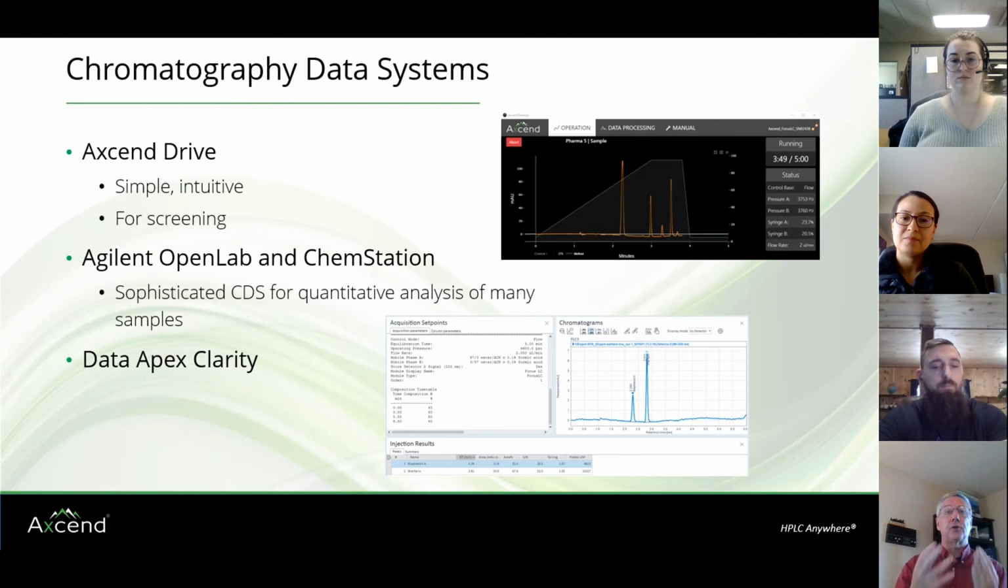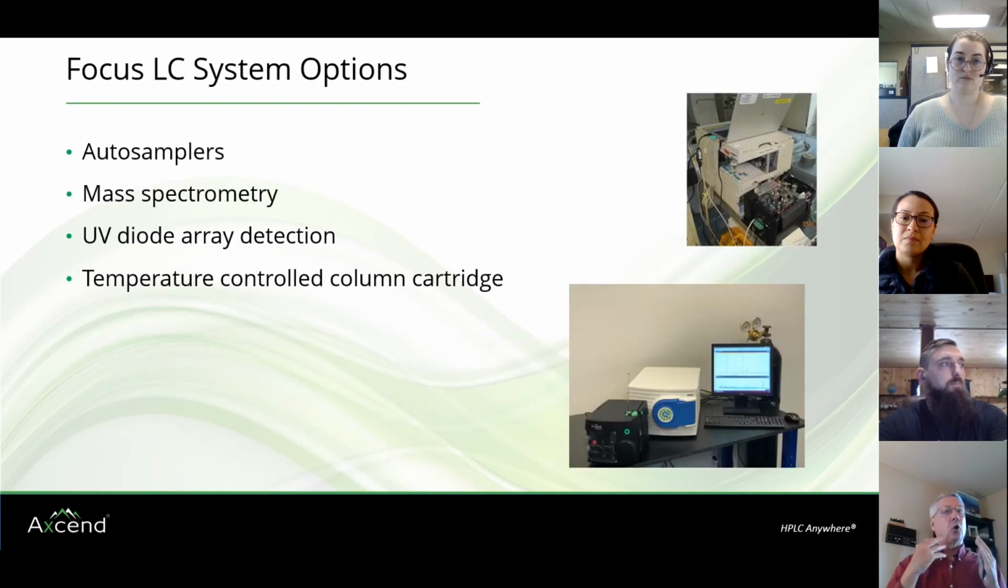So how sophisticated your software should be will only depend on how sophisticated you need it to be. You're not forced to choose the only thing we sell you. You can work with a variety of systems that you're most comfortable with and that meet your needs. Most flexible. We offer auto samplers, we offer mass spectrometry, we offer diode array detection, we offer temperature control. All of the things that you're used to seeing in a full-sized LC, you can see in our LC, with the exception that you can't pick yours up by one hand.